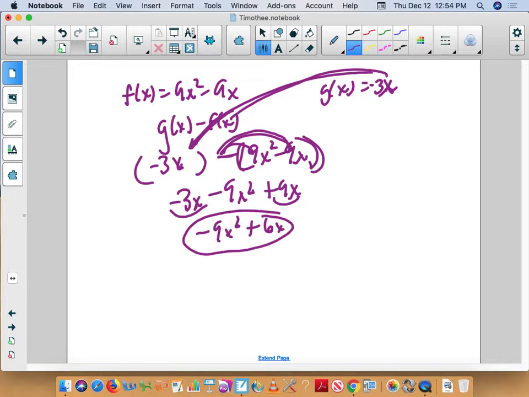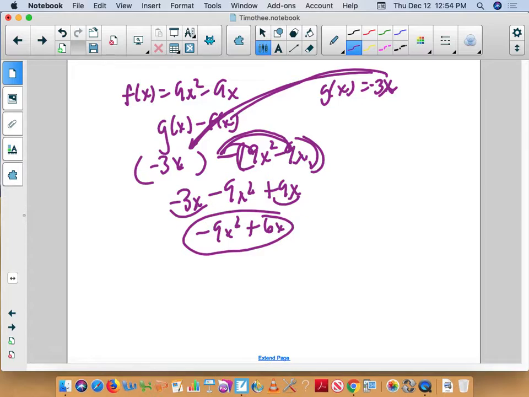Because you maybe did f of x minus g of x. Or maybe you didn't put parentheses. You have to subtract everything behind the parentheses. I put it in a different order. I did 6x minus 9x squared, in a different order. 6x minus 9x squared is fine. Okay. That's perfect. That's great.